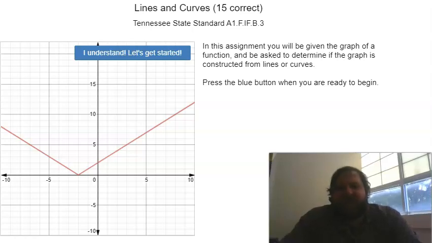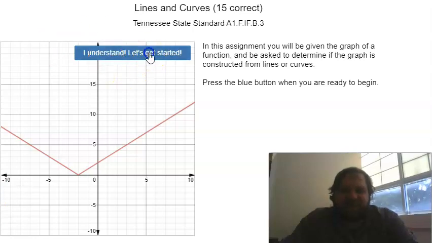We're going to be looking at how to distinguish between lines and curves, which is pretty straightforward just as it sounds, but let's make sure we cover all the bases. So when there are words, we read them. In this assignment, you will be given the graph of a function and be asked to determine if the graph is constructed from lines or curves.